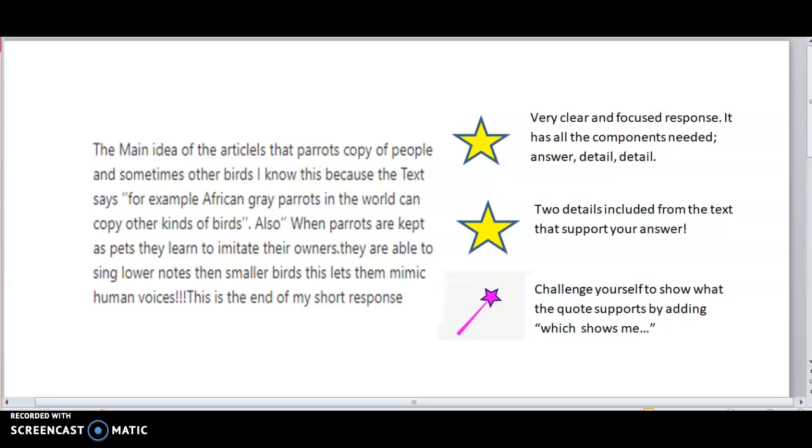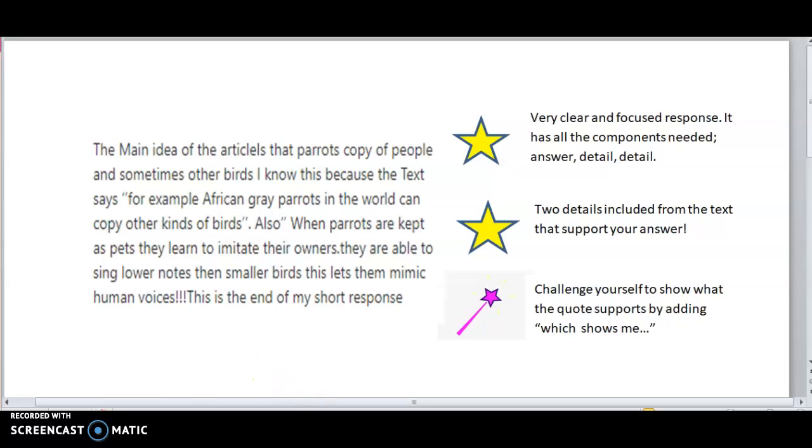Okay? My wish is that you challenge yourself to show what the quote supports by adding what shows me. So let me give you an example. When you're quoting and when you're adding your details, it says, when parrots are kept as pets, they learn to imitate their owners. They're able to sing lower notes than smaller birds. This lets them mimic human voices, which shows me that parrots have a special skill to be able to copy off others and sometimes other birds. Okay, so that's just backing up that you know that your quote really connects to the answer. So show off that you know that the detail you've included, the quote you've included, connects to your answer. Okay, that's our challenge for next time.